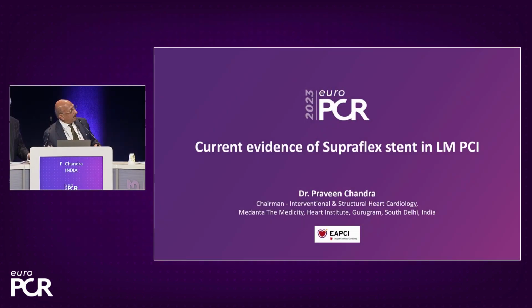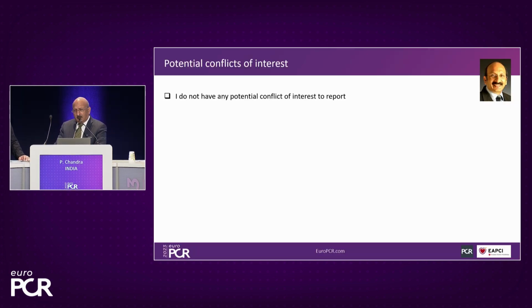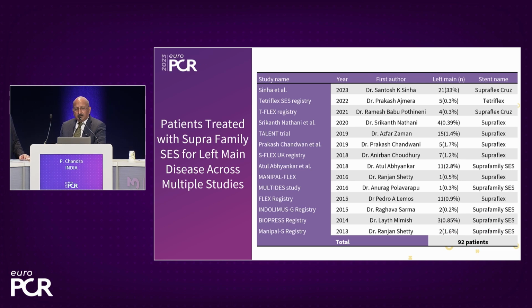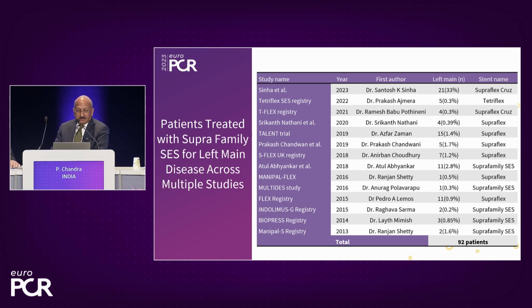Yeah. So, as you can see here, I'm going to share with you whatever we have, because we started using this stent maybe more than 10 years back, and this is a Supraflex family of stents. It kept having some improvements at different points in time. And this is the number of patients who were treated, from 2012-13 to about now, 23, and many of them are registries. And these registries, these were the number of patients who were actually treated for left main disease as well.